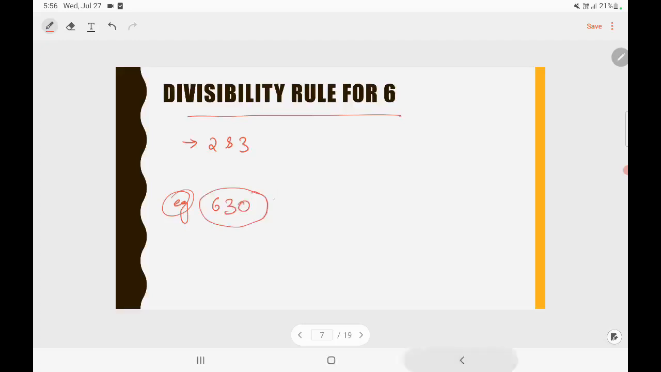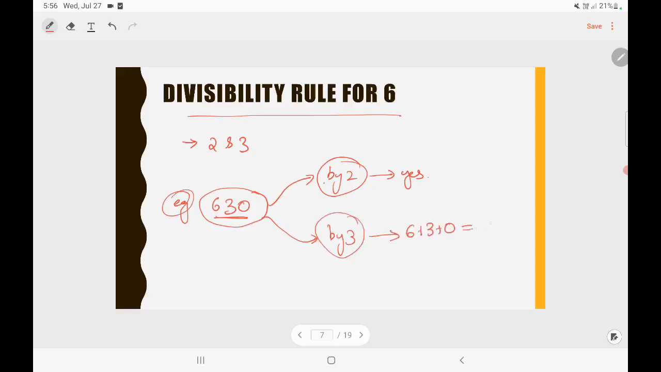So you need to check whether 630 is divisible by 2. Is 630 divisible by 2? Yes, it is divisible by 2. Why? Because 630 is an even number, right? Now, is 630 divisible by 3? For that, we need to add the digits, right? So 6 plus 3 plus 0 is equal to 9. 9 is divisible by 3. Therefore, 630 is also divisible by 3. Okay, so 630 is divisible by 2 and by 3. Since 630 is divisible by both 2 and 3, 630 is divisible by 6.